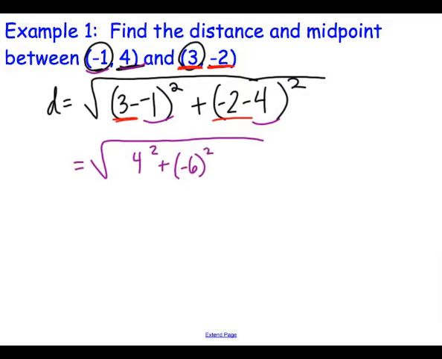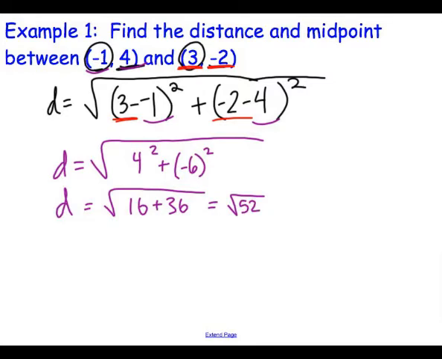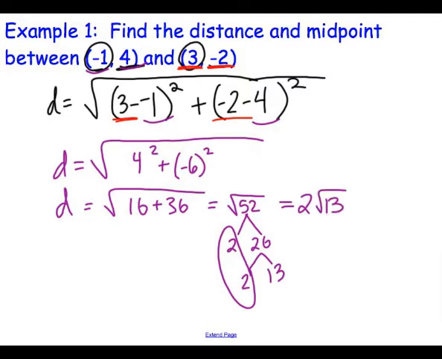So it looks like we're going to get 16 plus 36, which is 52. I want to check for some simplification, and I know 52 is 2 times 26, which is 2 times 2 times 13. 13 is prime, so I'm done. So that means that since there's a pair of 2's, this equals 2 square roots of 13. So that's my simplified distance answer, 2 square roots of 13.